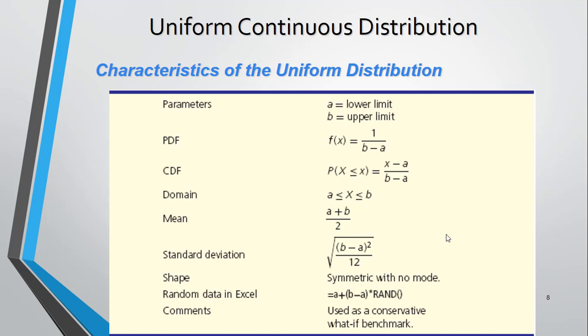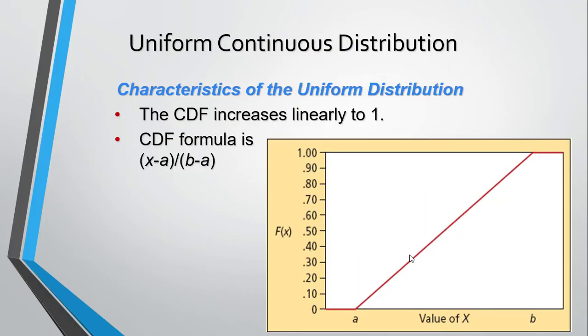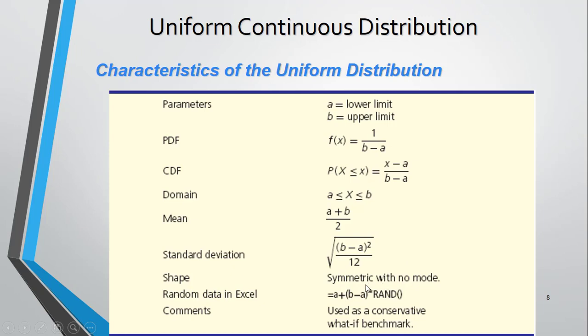These are the characteristics of the uniform distribution. A is the lower limit, B is the upper limit. The probability distribution function is this, 1 over B minus A. The CDF is x minus A over B minus A. We're not getting into details mathematically as to why, but for the purpose of this class, we just need to know what the formulas, equations to use are. The domain is between A and B. The mean is simple, A plus B divided by 2, the average of the 2. This is the standard deviation.